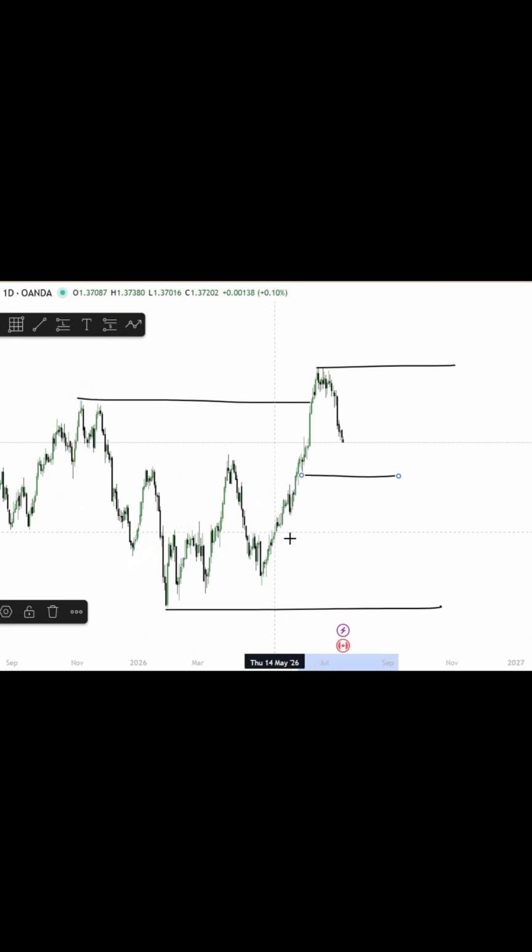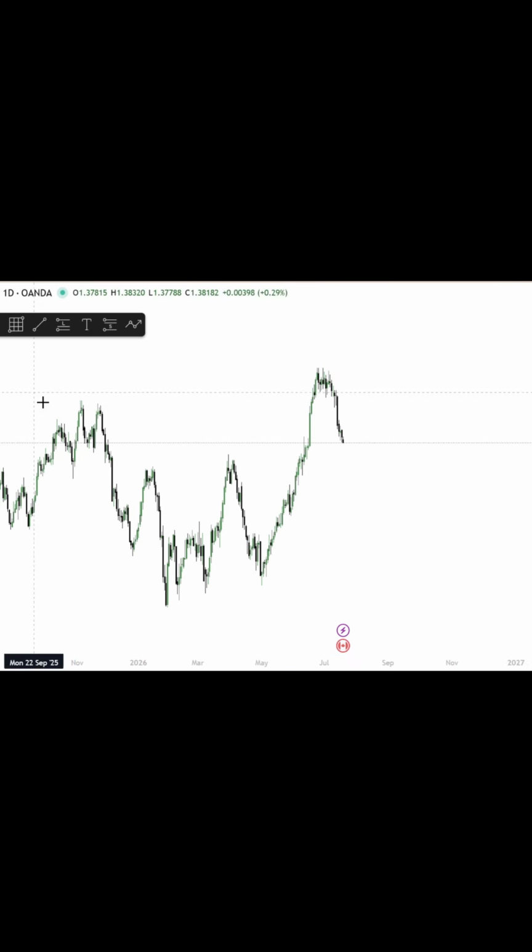I think there's definitely still room to come down lower, at least until one of these points of liquidity are taken, and then from that level I would view what price is doing and see whether we're going to continue moving lower or whether we are ready to start looking for longs again.